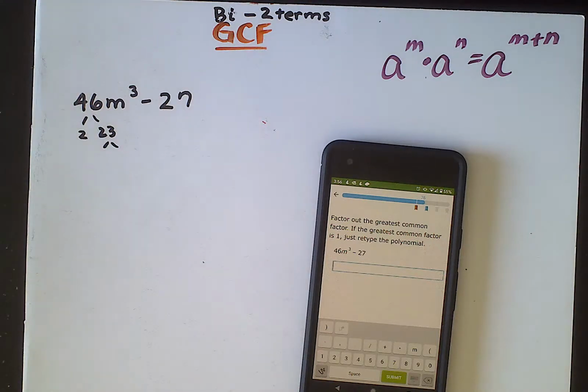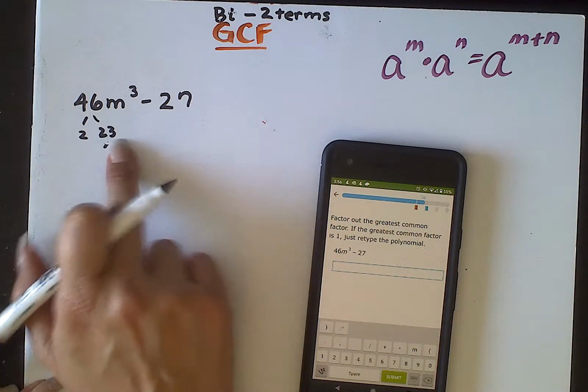I'm going to look at my times table here. 23, that's not a... no, I'm not seeing 23 on here. And as a matter of fact, I see that it is a prime number. So I'm going to stop there.